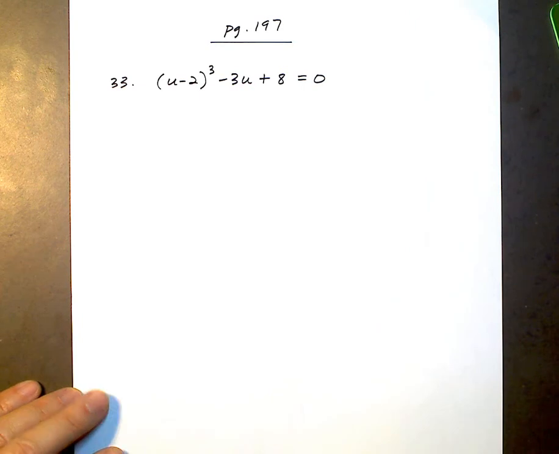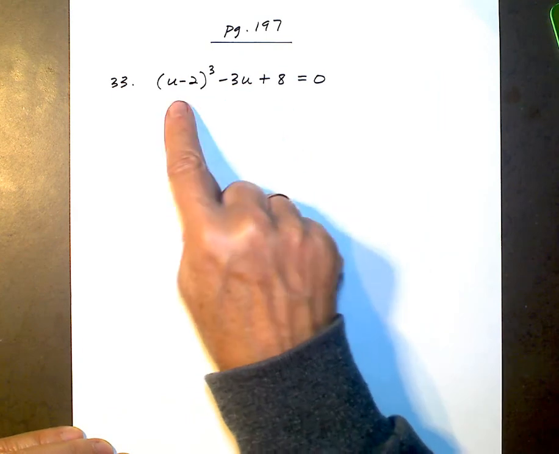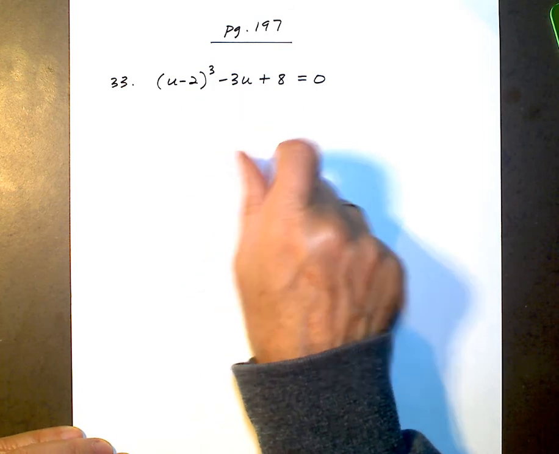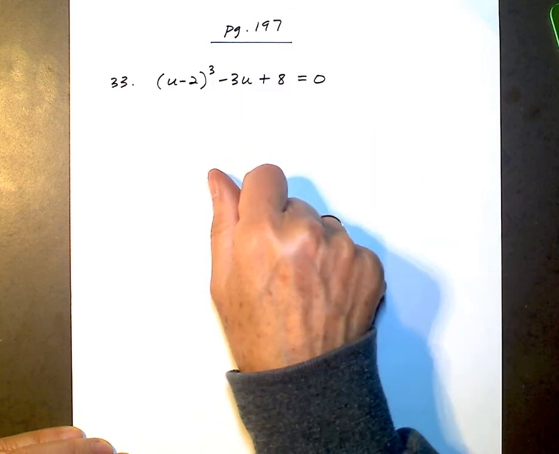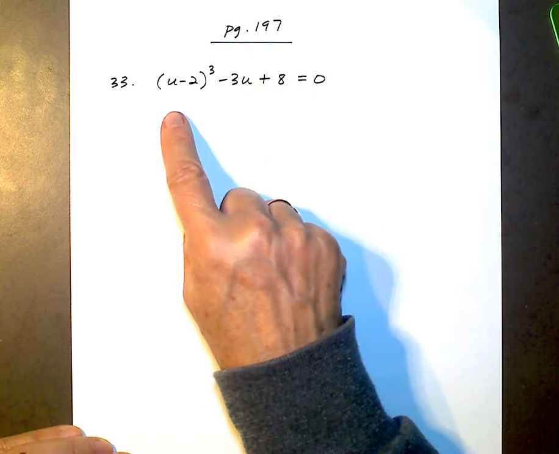Okay, this is page 197, number 33, and I'm looking at this polynomial equation that needs to be factored because right now it's written as combining terms, and it's already set equal to 0, but I need to factor the left side, and as much as I'd like to find a tricky way to do this, I just can't. I really don't see one.